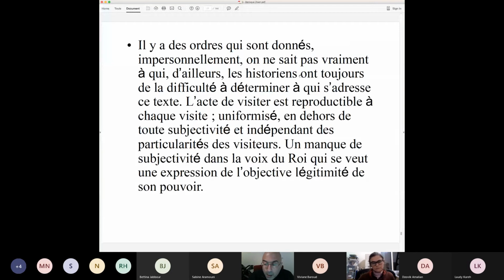There are orders here. These are given impersonally. And we don't know to whom they are given. In effect, they are given to everybody. These orders, what they do is not simply unify the visit. What they unify is the visitor. All the visitors are considered to be the same.